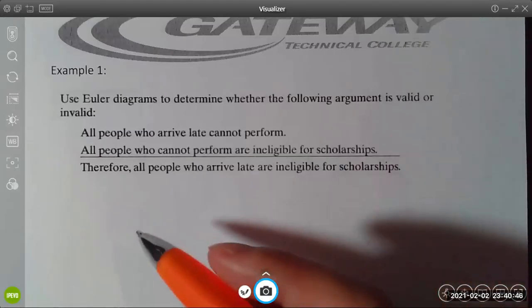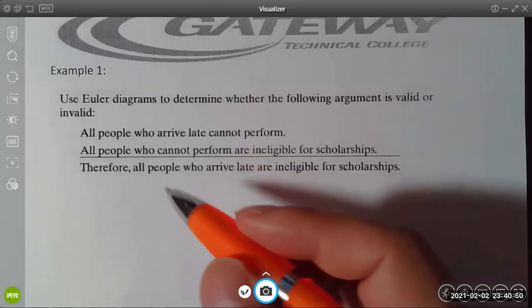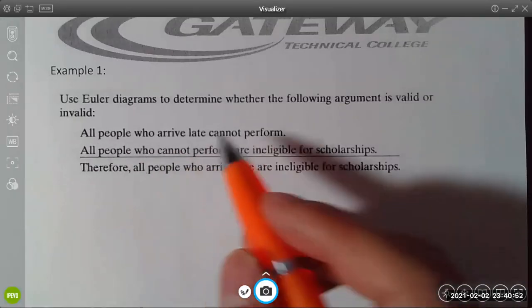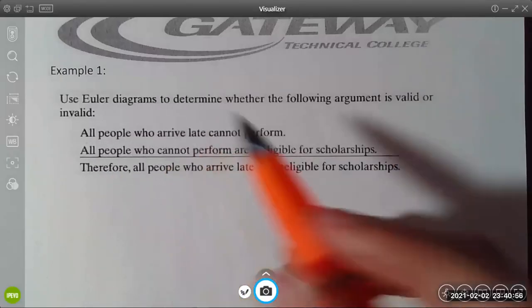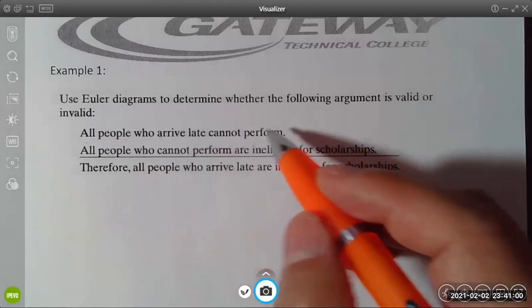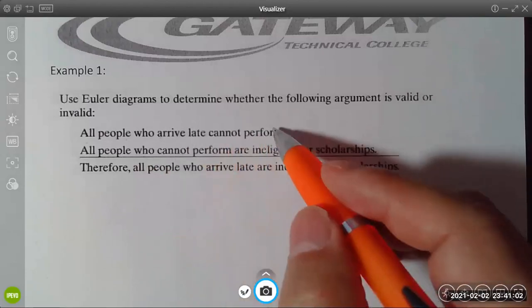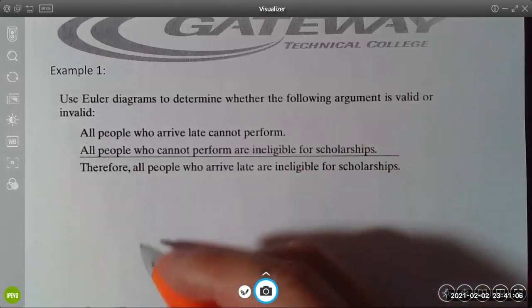So let's do this one. All people who arrive late cannot perform. So all A are B. I use A to represent people who arrive late, and the second circle B represents people who cannot perform. So it goes like this.